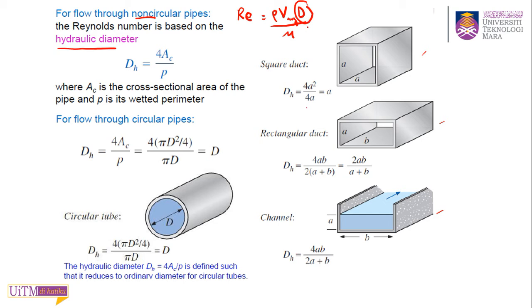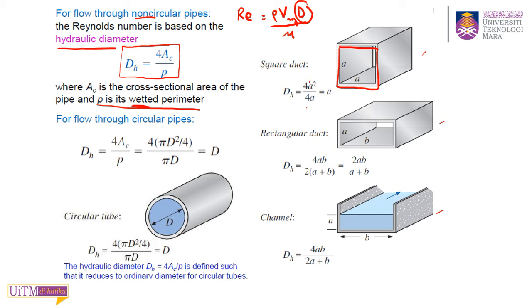To calculate that, we call it the hydraulic diameter, and it is given by this equation: 4 times the area of the cross section, the area of the geometry, divided by P, the wetted perimeter. The perimeter surrounds the geometry, and the wetted perimeter is the perimeter that is in contact with the water, with the fluid. So we can calculate the hydraulic diameter using this equation.